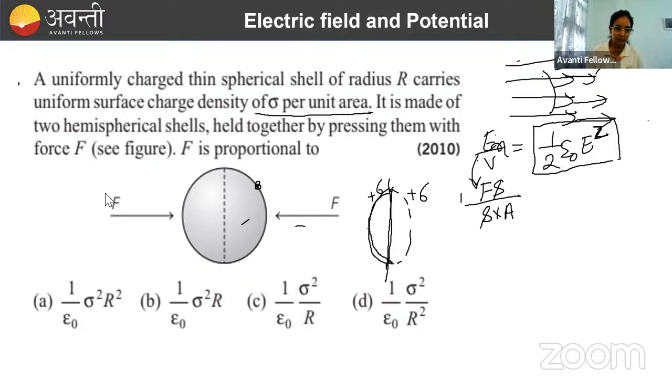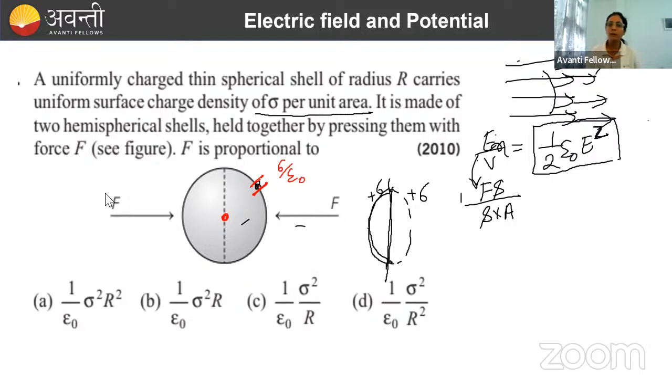Let's see here in the diagram only. I'm going to draw it. Suppose I'm taking a small element here. We have studied already that if there is a conducting charged surface or any charged surface, then just in front of it there will be an electric field, and its value will be how much?